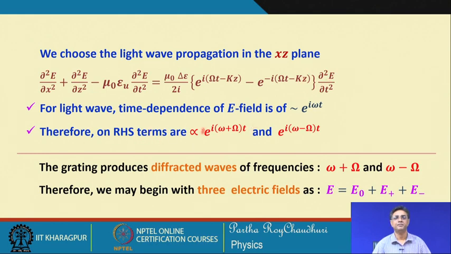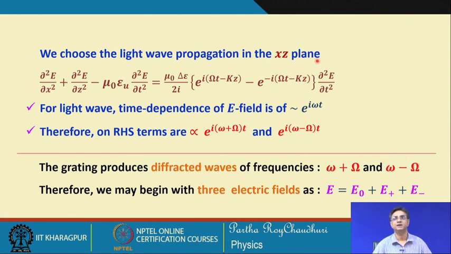So, this is the factor which will tell us who will be equal to whom, because when we analyze this equation, we will see that the terms will be proportional to e to the power of i omega t, e to the power of i (omega plus capital omega) t, and e to the power of i (omega minus capital omega) t, and so on. So, a grating produces diffracted waves of frequencies omega plus capital omega. This has come from here, and this will come from here.